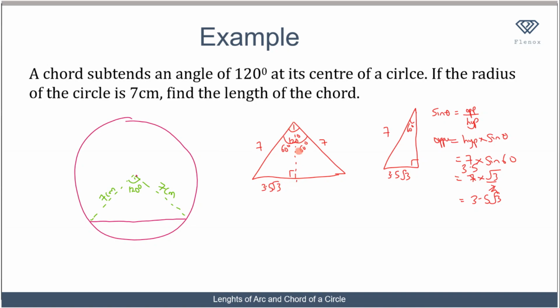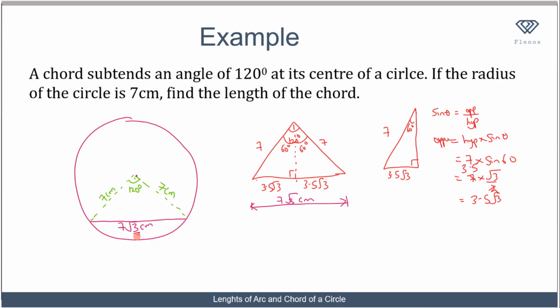And similarly, if I repeat this calculation for this side, since this triangle is similar to this triangle and they are equivalent triangles, this length also will be 3.5 root 3. And when I sum the lengths of both of them together, what do I have? It gives me 7 root 3 centimeters. So the length of this chord, which is the length from here to here, is 7 root 3 centimeters. So that is how you go about calculating the chord in a circle.